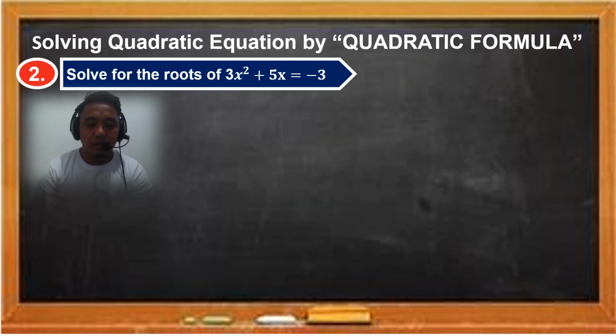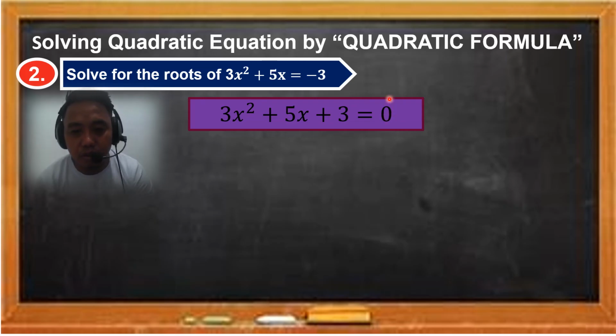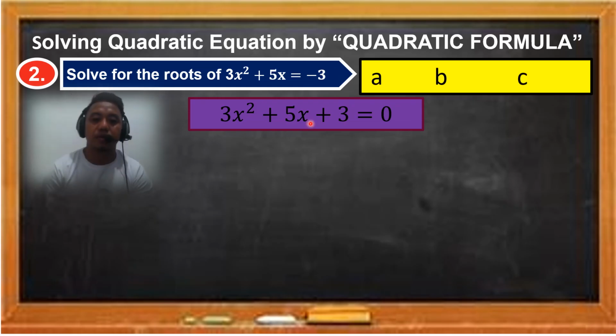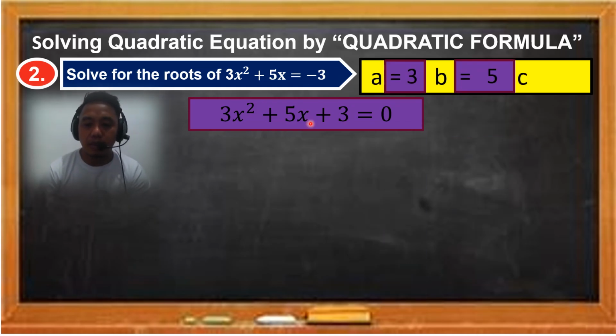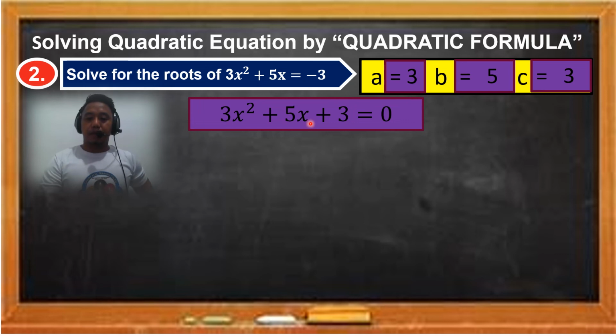Okay, this is still x squared, and here, this should be moved to the other side because it must be in standard form. So you move it, and it becomes 3x squared plus 5x plus 3 equals 0. Don't forget, when you are transposing, just change the sign of the integer. Your a, b, c will be 3, b is 5, c is 3. Again, before you give your a, b, and c, the equation must be in standard form.